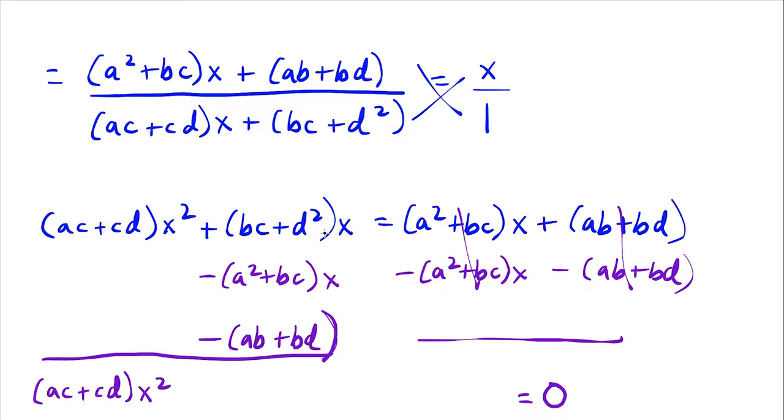And now the x terms, we could combine stuff here. We have bc minus bc, which is going to cancel. So out of the x terms, we're going to have d squared minus a squared left. So we have plus d squared minus a squared times x, and then we're going to have minus, we could factor out a b, minus b times a plus d.